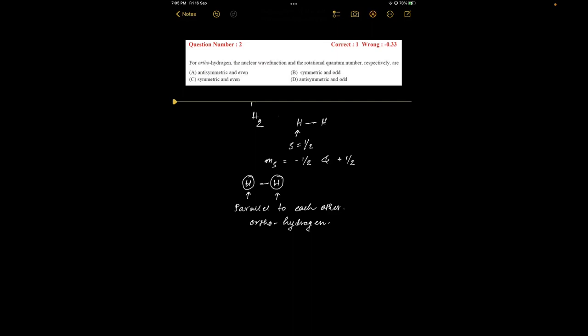Or in parahydrogen, let's say for this hydrogen atom the nuclear spin is down spin, and for this hydrogen atom the nuclear spin is up spin. That means ms is minus half and ms is plus half, right? So for this type of hydrogen, the two spins are aligned anti-parallel to each other. So this hydrogen we call parahydrogen.